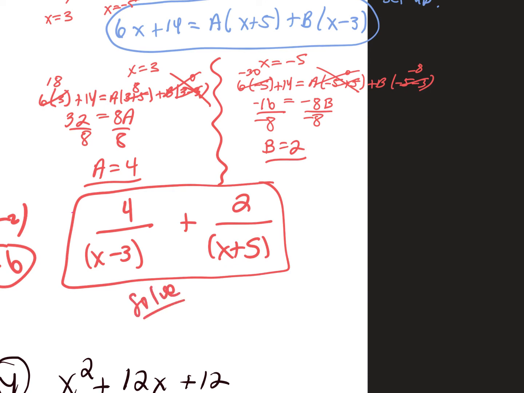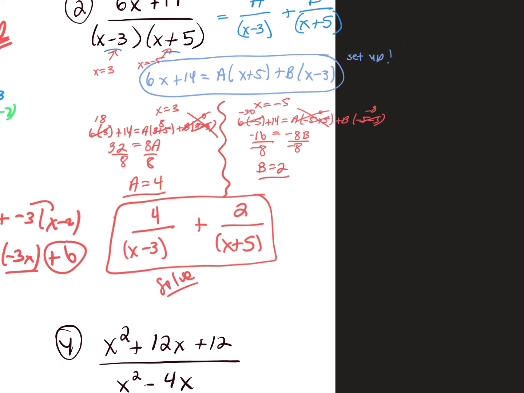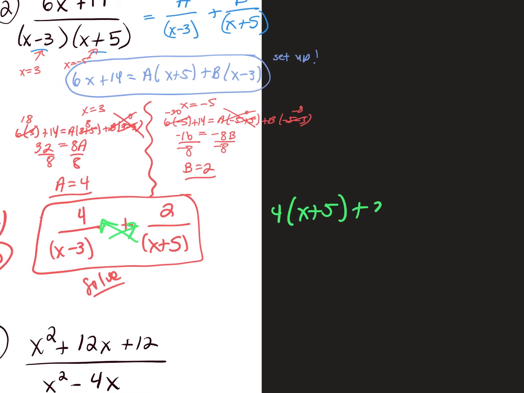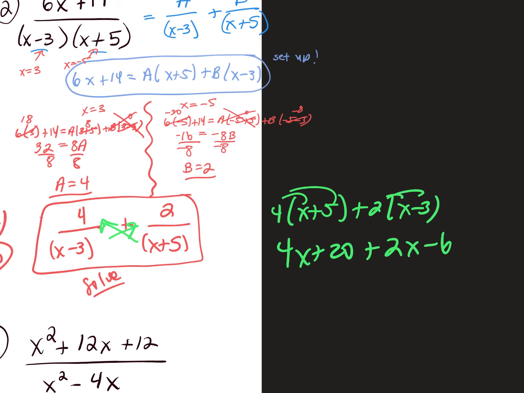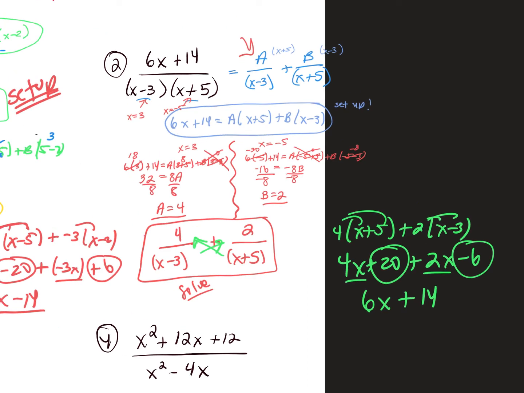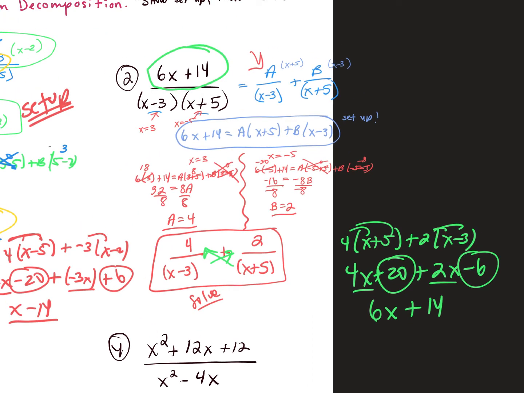And again, if you want to check, just cross multiply. We're going to cross here and here. So I have 4 times x plus 5 plus 2 times x minus 3. So 4x plus 20, and then I have plus 2x minus 6. So 4 plus 2 is 6x. 20 minus 6 is positive 14. And if you look back to the original problem, 6x plus 14 was our original numerator.